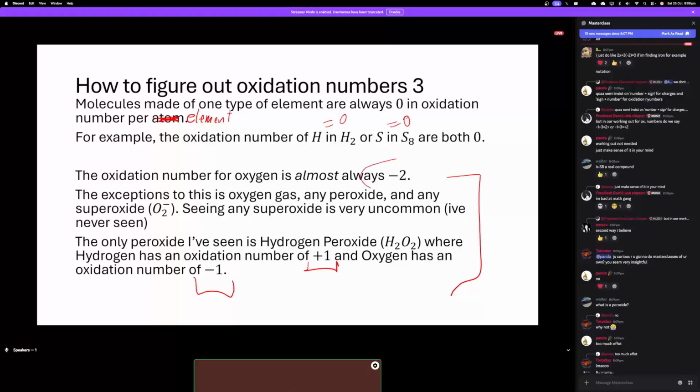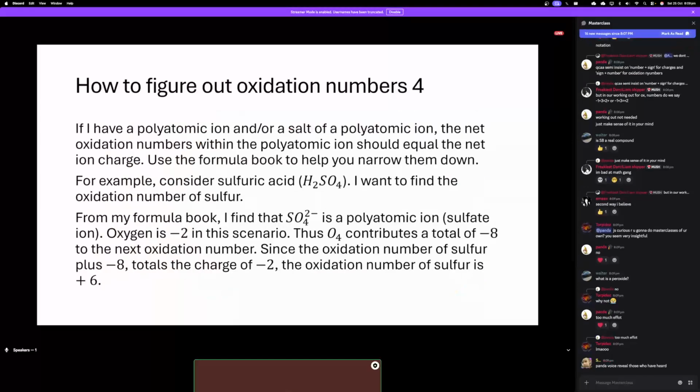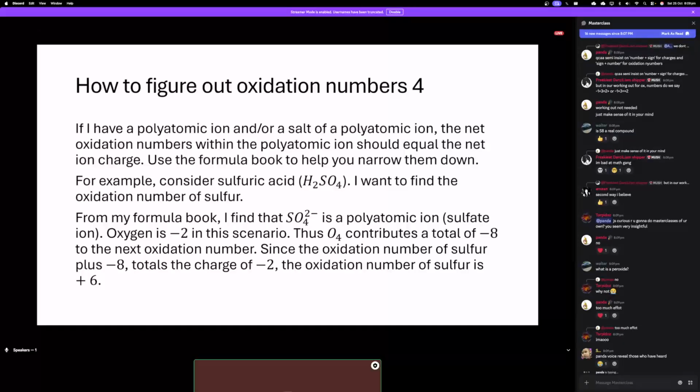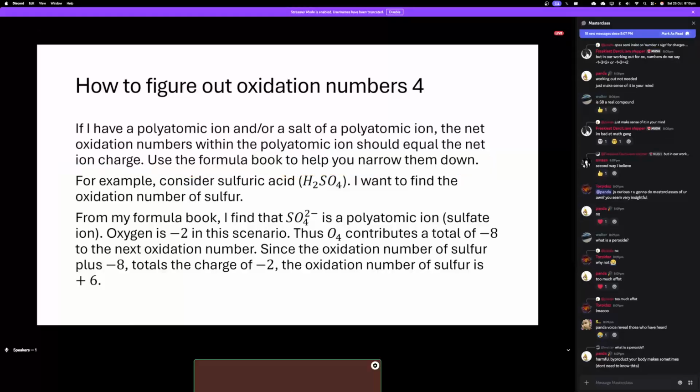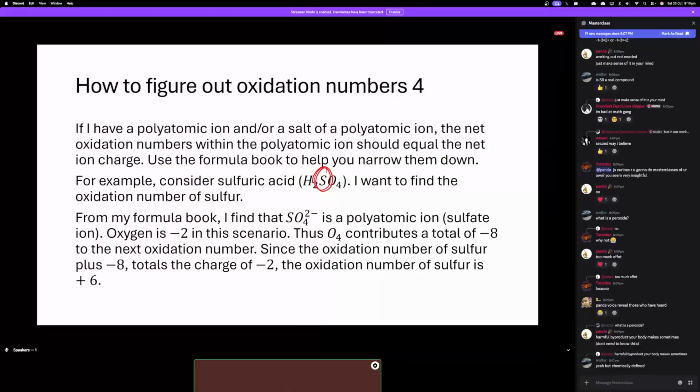So oxygen is basically almost always -2. Now, polyatomic ions and salts of polyatomic ions: the net oxidation number within a polyatomic ion should equal the net ion charge. We kind of already saw this earlier, but remember the formula book can help us figure it out. So here is sulfuric acid, H2SO4. I want to figure out S in this whole molecule.